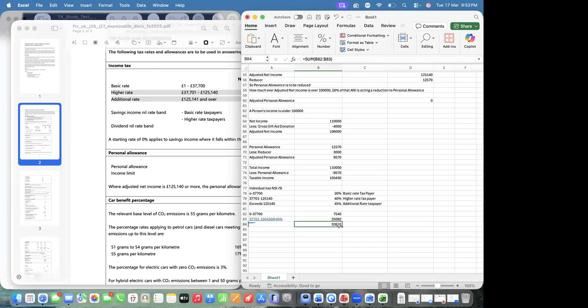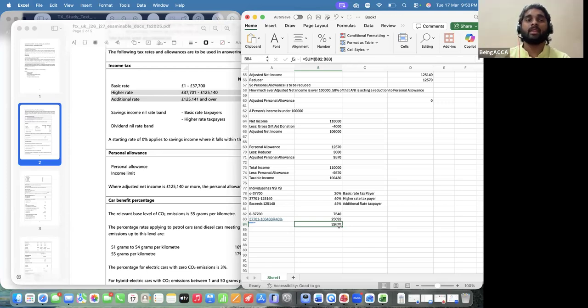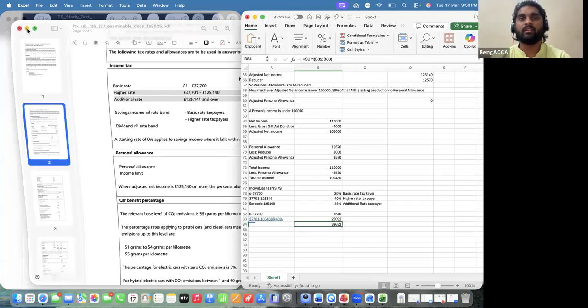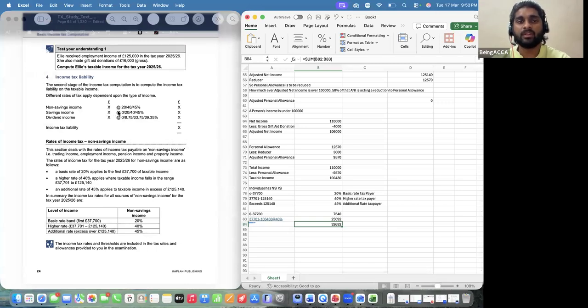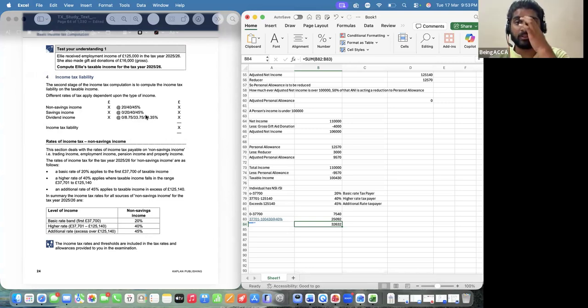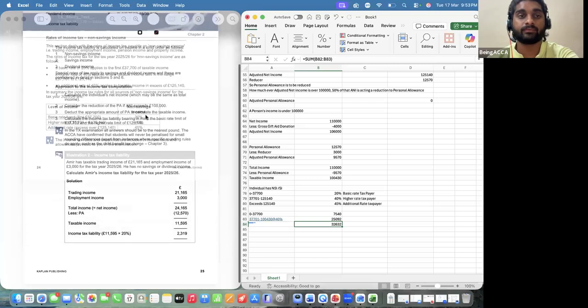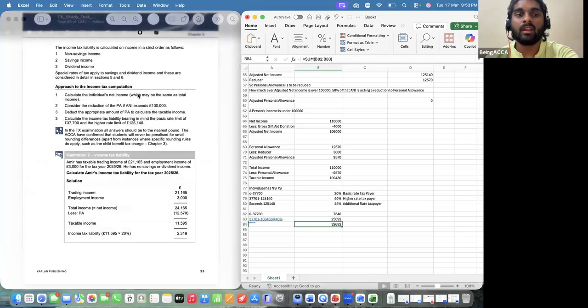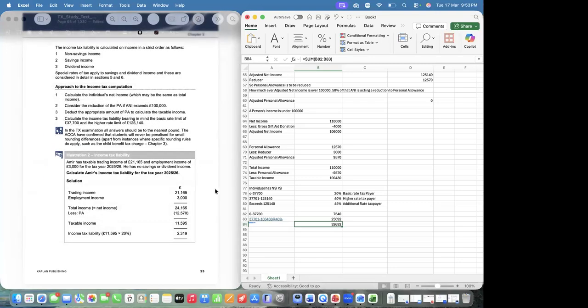This is how we calculate when it is non-savings income. Are you having any doubts? We will come to savings income. For savings income the tax rates are the same, but we have one additional thing known as the nil rate band and zero rate band. We'll come to that as we progress. But are you having any doubts so far? No, sir, everything is clear. If you have any doubts, you can always stop me at any point of time and I'll be happy to clarify. Clear on that? Yes, sir.